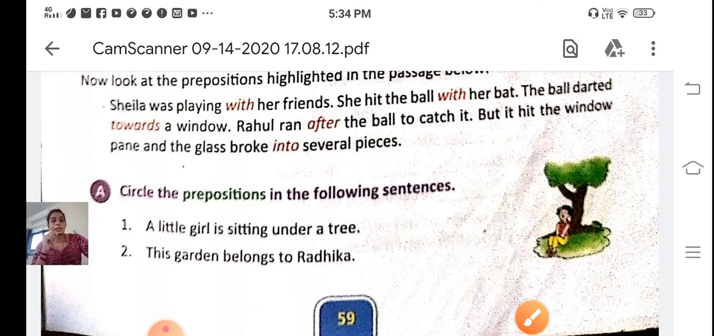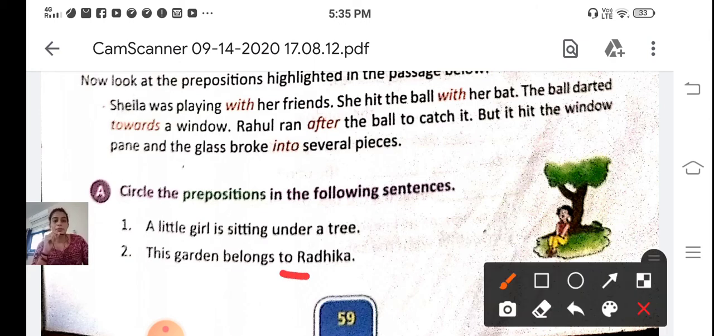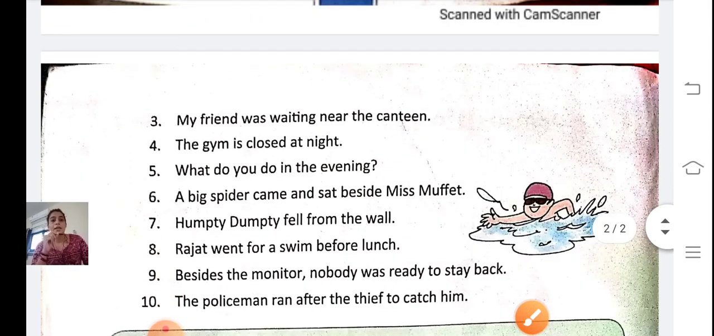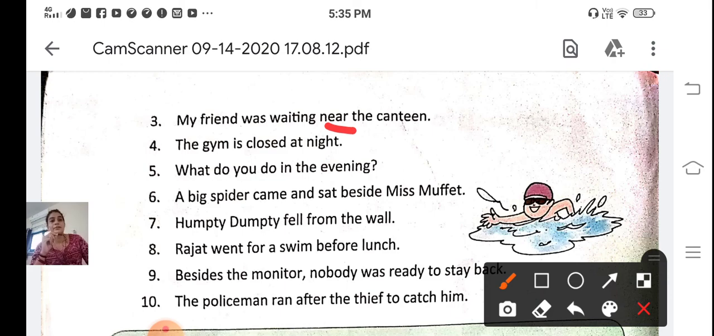Now the next. The garden belongs to Radhika. In this sentence, to is a preposition. It shows us the relationship between the garden and Radhika. Now the next. My friend was waiting near the canteen. Now in this sentence, which word is the preposition? It's near. Okay. It shows us position. My friend was waiting near the canteen.